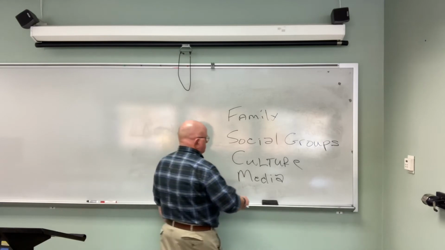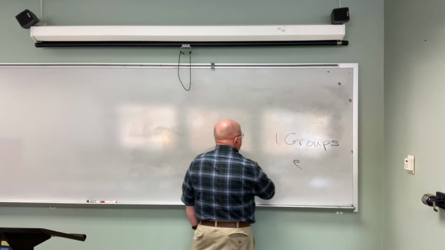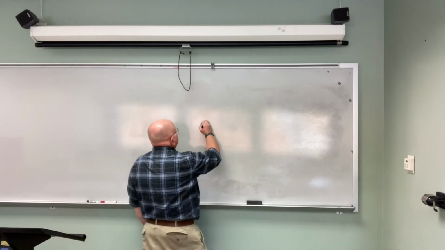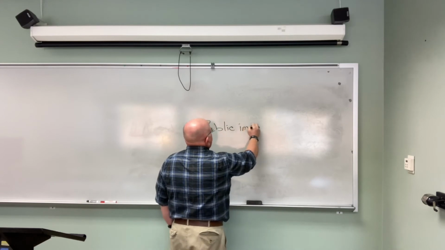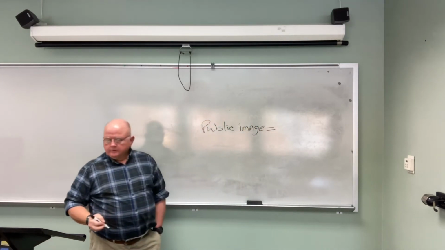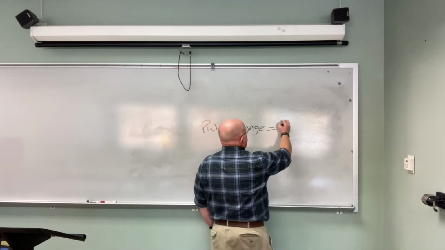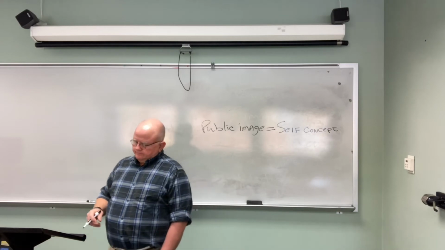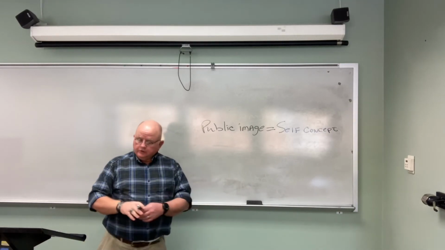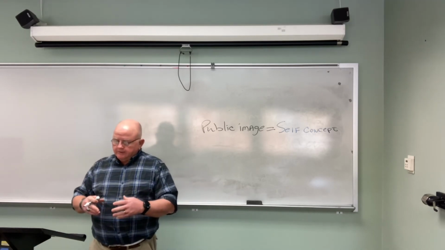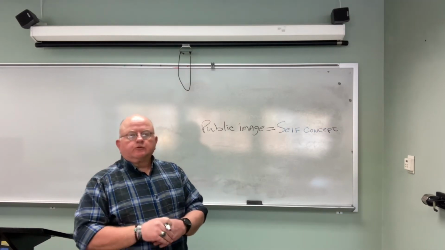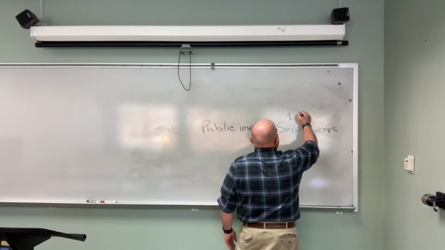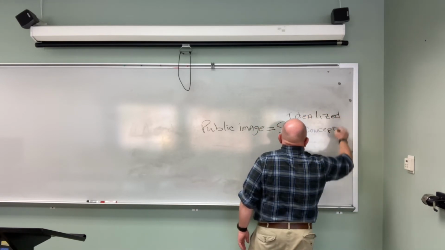In general, this is very important. We strive to present a public image that equals or matches our own self-concept. Your textbook says, in general, we strive to present a public image that matches our self-concept. I will tell you, I don't think that's true. I think we strive to present a public image that presents our idealized self-concept.